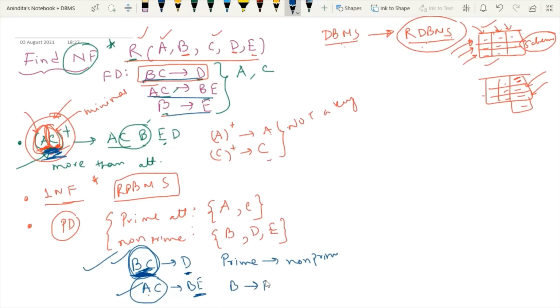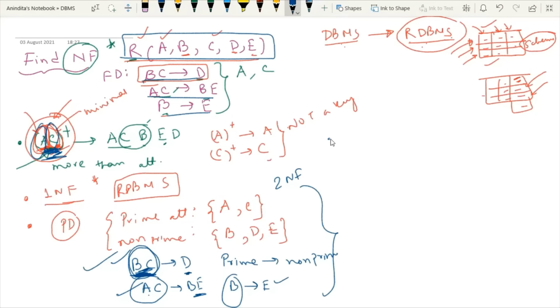Then the third relation, B to E. From B, I am finding E. In this case, it is also fine because B is not a proper subset of AC, the candidate key. So this relation is also fine. So I can say that the relation R is definitely in 2NF.